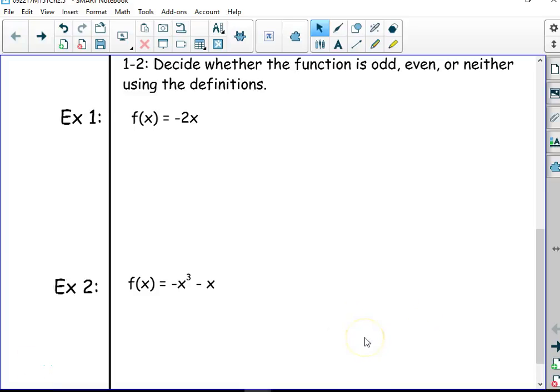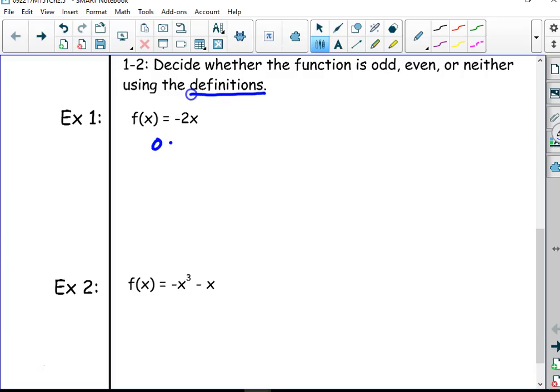Okay, this is pretty typical of the problems that you'll see on the quiz. So we're given a function f of x equals negative 2x, and we're asked to find if it's odd or even using the definitions. So basically the same thing as we have above. Let's take a look at odd. Sorry, let's start with even. It's easier.